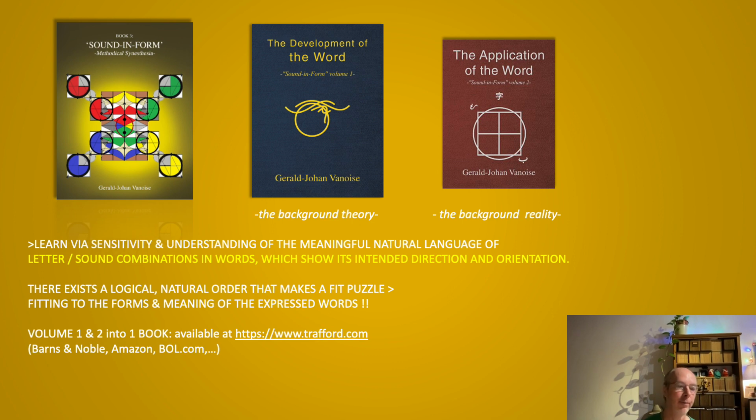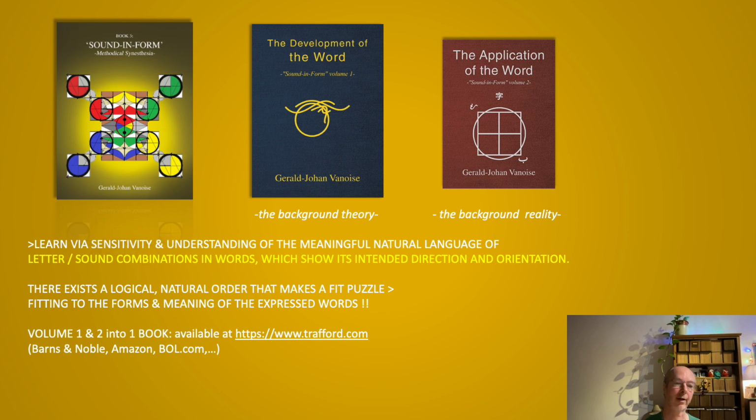Related with the book Sounding Form, also in 2 volumes, Development of the Word and the Application of the Word. The 2 volumes together are about the meaning of letters and sounds, how you can combine them and how you can discover that words are really intended for describing the things that they are describing, and that the letter combinations as well are in fact pretty much fitting, and they describe the words exactly when you change the letters and sounds into forms. And there's a method for doing this, which you can learn through the book.